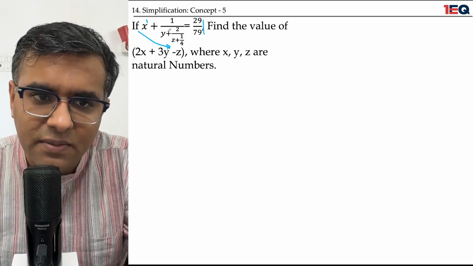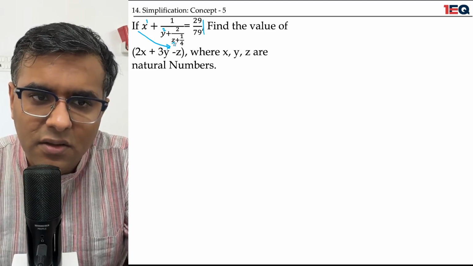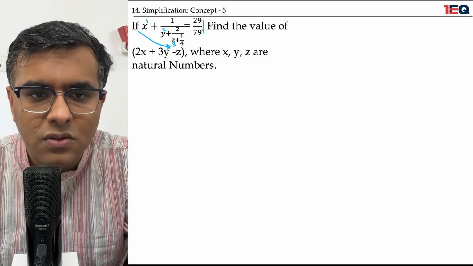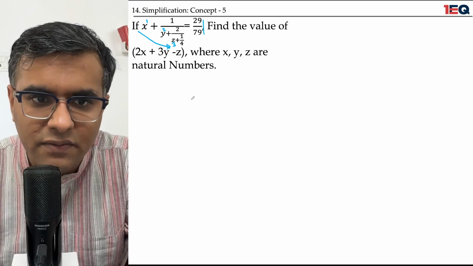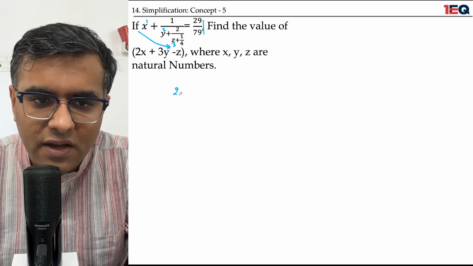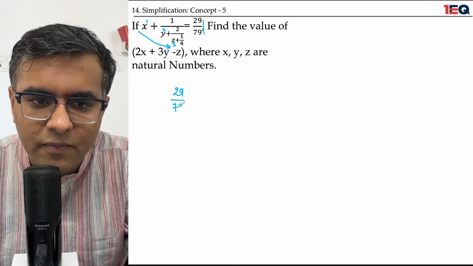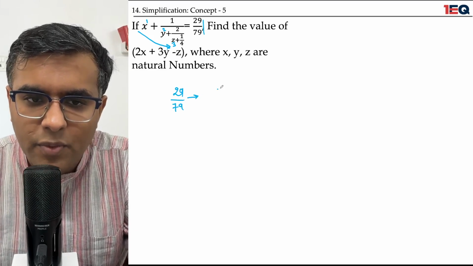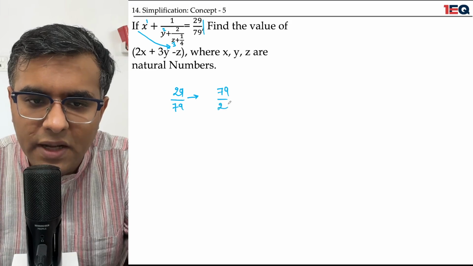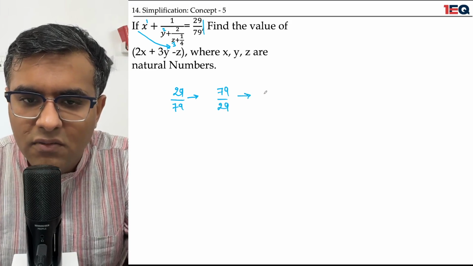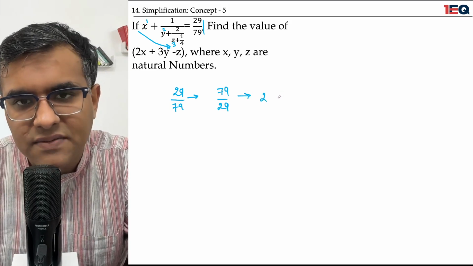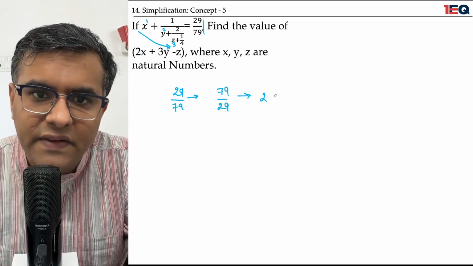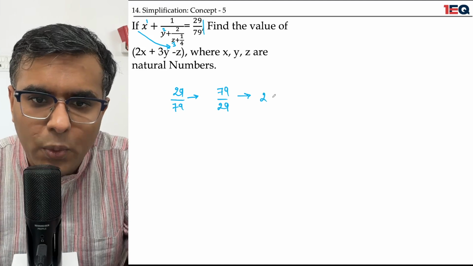Okay, the first variable, the second variable, and the third variable. Let's see how it actually works out for us. We have 29 upon 79. It would flip to 79 upon 29 first. Then we will have 29 twos are 58. 58 and 79 have a gap of 21 in it.